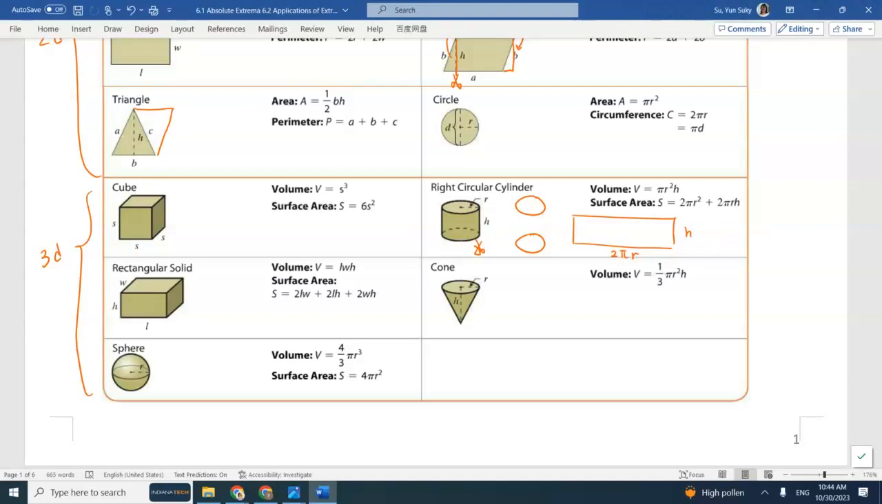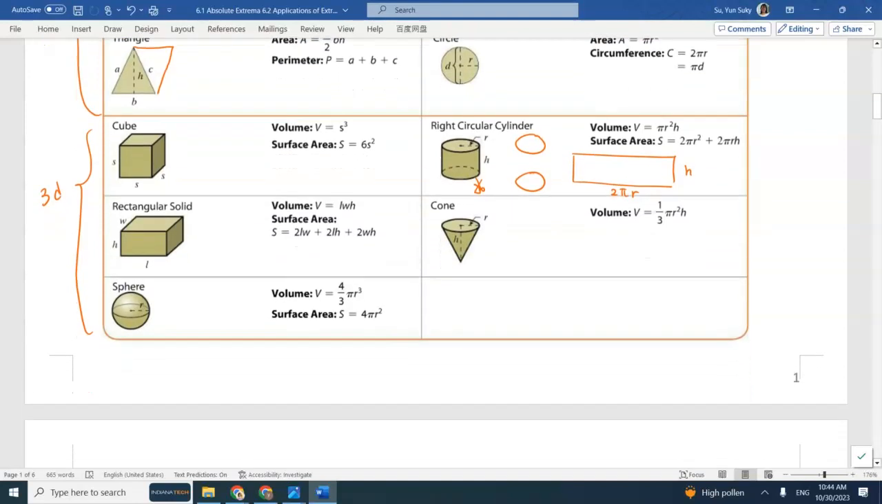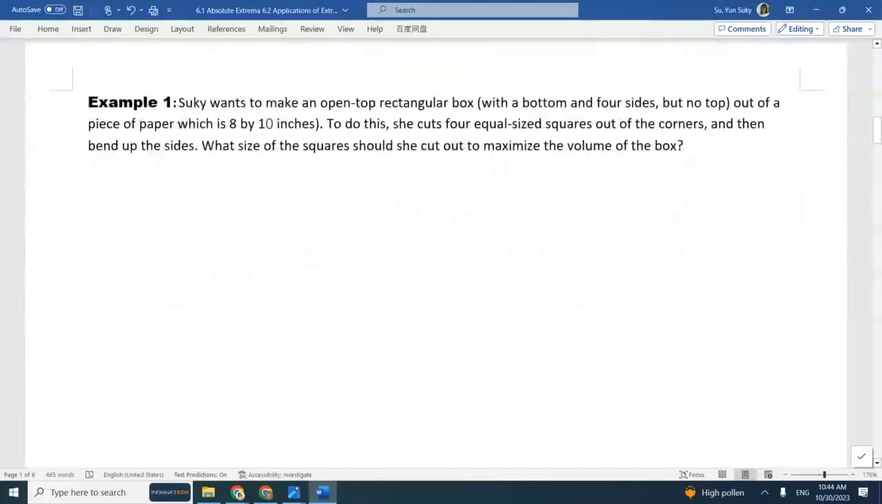Okay, everybody? So those are all the important shapes. And now let's look at examples.